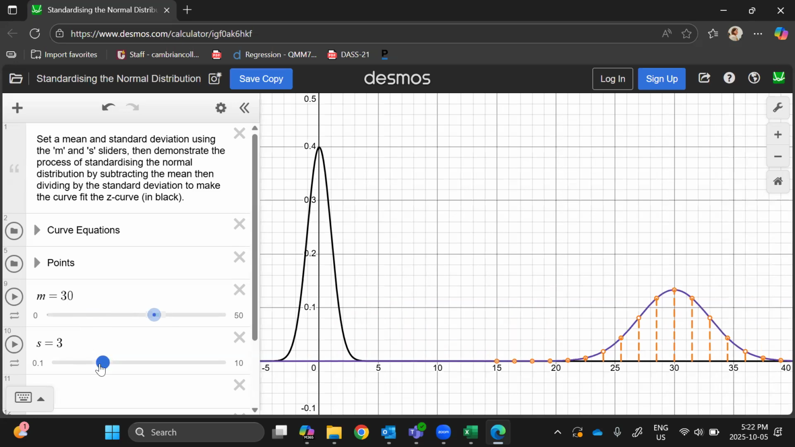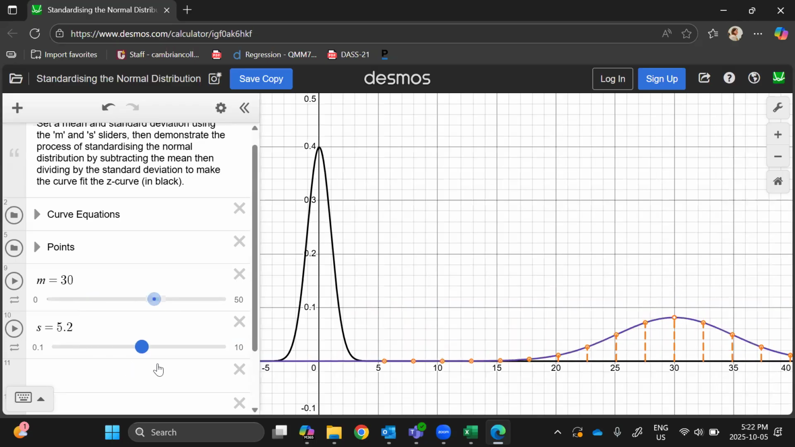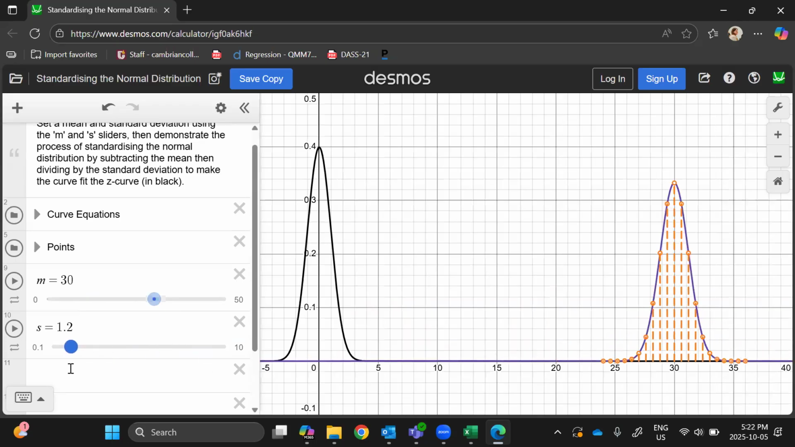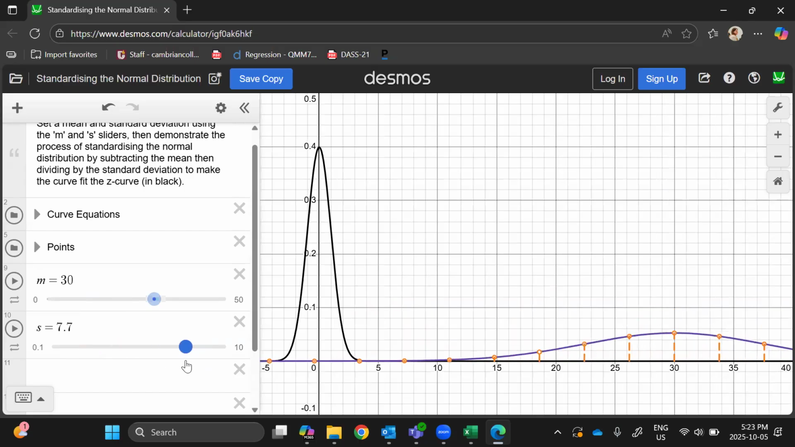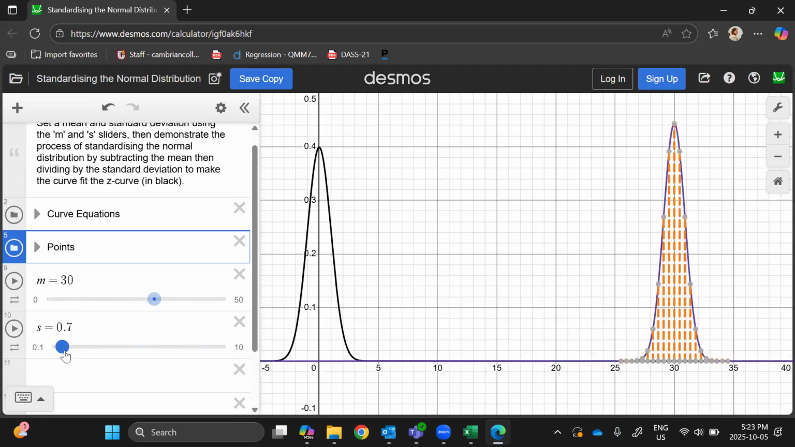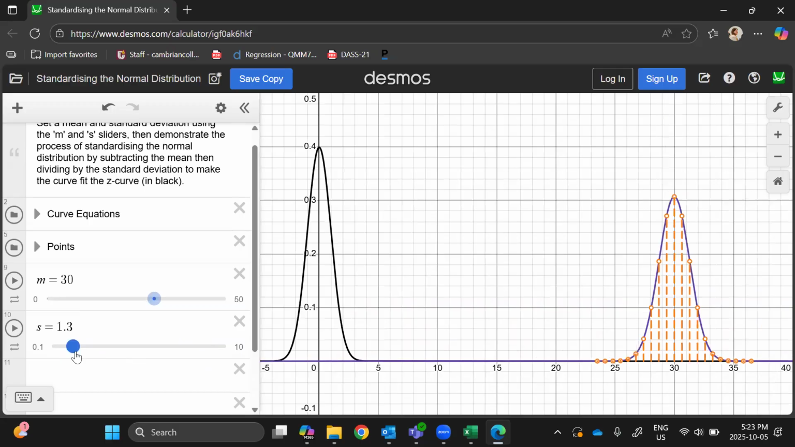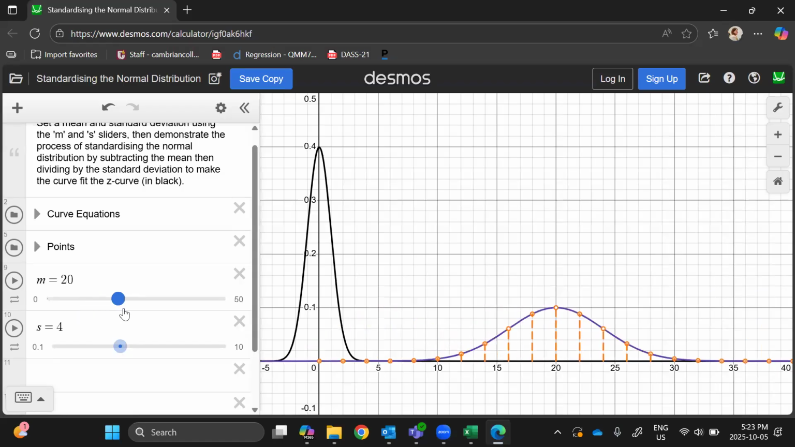What the standard deviation does is it changes basically how tall or how flat and peaked the distribution is. If you have a really high standard deviation, then the distribution is much more spread out. If you have a very low standard deviation, then the distribution is much more pointy and peaked. So changing the mean moves the location. Changing the standard deviation changes the shape of the normal distribution.